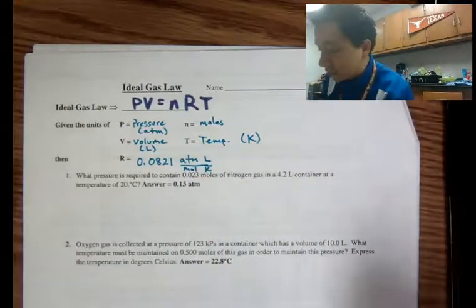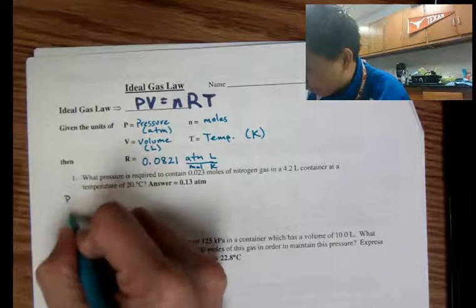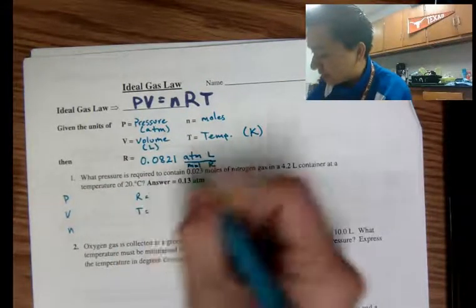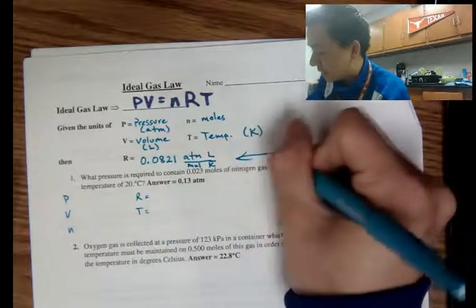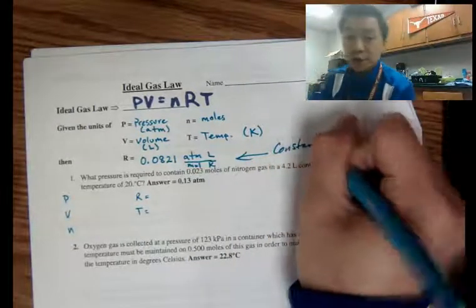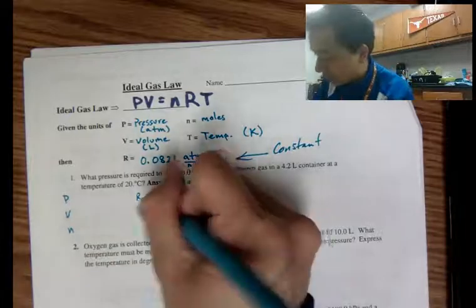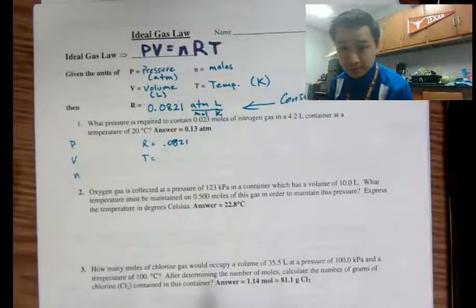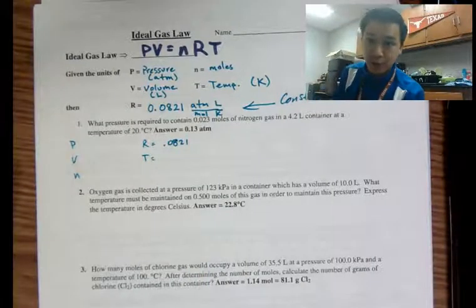So for each of these, you just list out P, V, n, R, T. R is a constant. I forgot to tell you, this is a constant. So it's always that number. R is 0.0821 automatically. R for the next one is 0.0821. R for any of them is 0.0821.